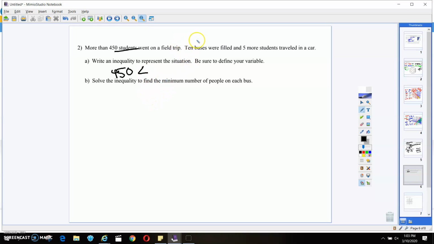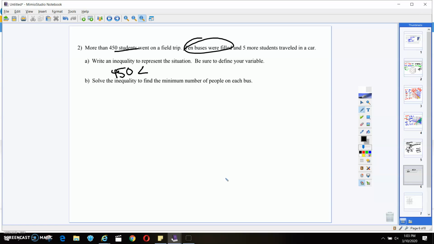And then it says 10 buses were filled. Well, how many kids can fit on a bus? Let's think about it. Really, 12 times 2. No, wait, it's 24. You've got 12 seats on each side, and 24 total seats. And sometimes the bus driver's like 2 to a seat. You're like, oh my God, that's 48 kids, right? Or 3 to a seat if you're a kindergartner.